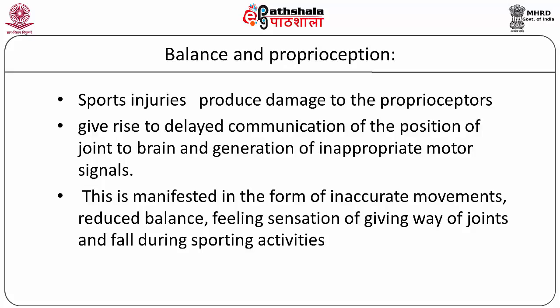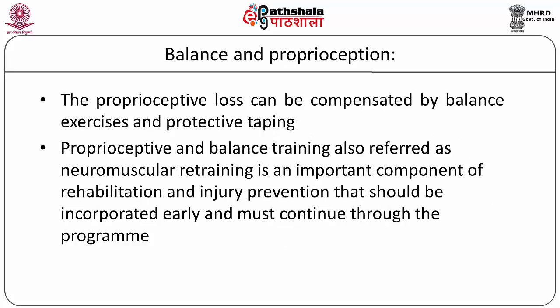Sports injury produces damage to the proprioceptors present in the skin, muscle, ligament and tendon, which gives rise to a delay in the communication of the position of joints to the brain and generation of improper motor signal. This is manifested in the form of inaccurate movements, reduced balance, a sensation of giving way of the joint, and falls during sporting activity. The proprioceptive loss can be compensated by balance exercises and protective taping.